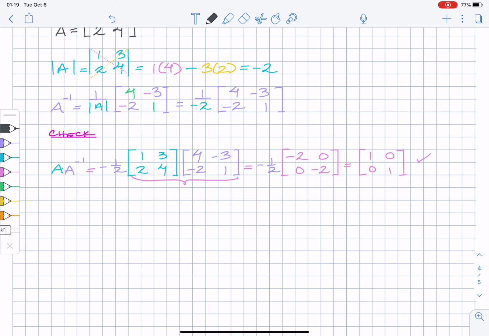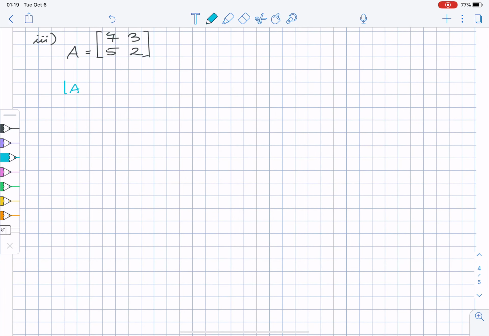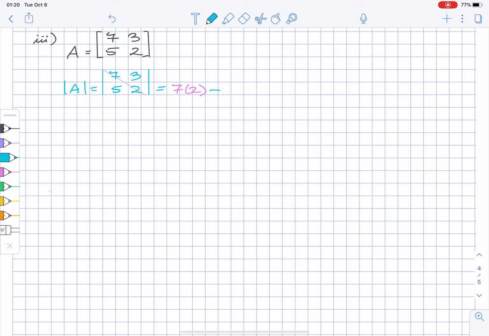Okay. So number 3. Let's say we have that A is equal to, let's do 7, 5, 3, 2. Okay, so I claim that the determinant of A, which has straight up and down lines, 7, 5, 3, 2, will be, okay, so main diagonal entries are going to be 7 times 2 minus alternate diagonal entries will be 3 times 5. Okay, so 14 minus 15 is -1.